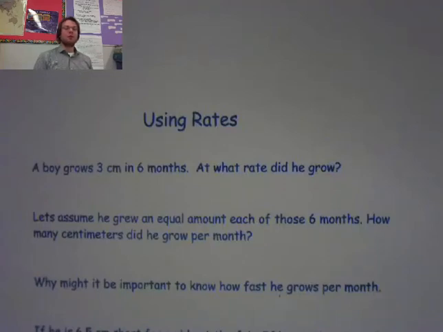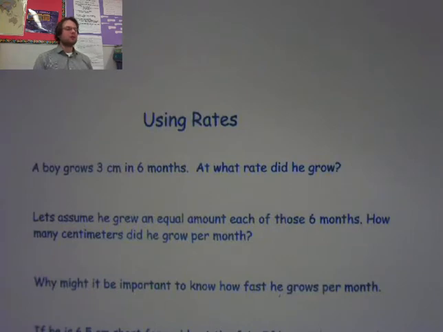Hello, today we're going to learn about using rates. We've already learned about ratios, but now we're going to learn how we could use ratios and convert them into rates. So our first question is, a boy grows 3 centimeters in 6 months. What rate did he grow at?